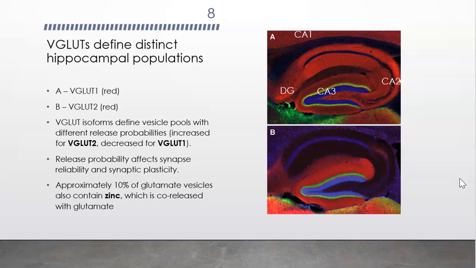Also, just a note that when you release glutamate into the synapse, about 10% of the time you'll also be releasing zinc. That's because zinc can also be transported into those vesicles using V-GLUT 1 and 2. So just wanted to note that.